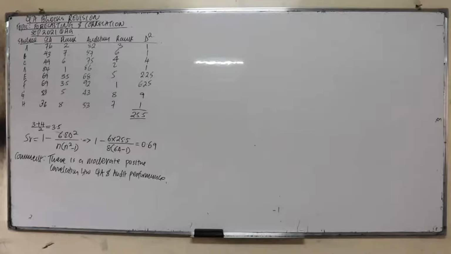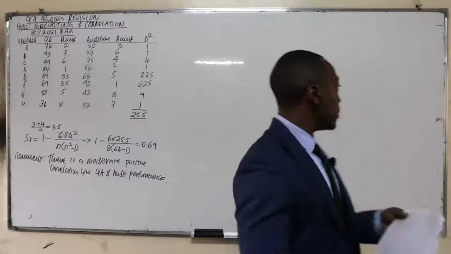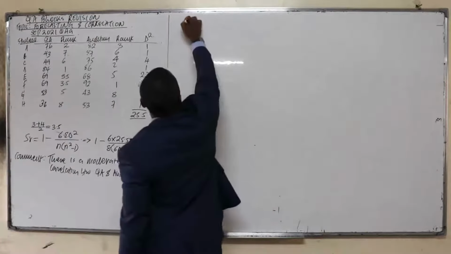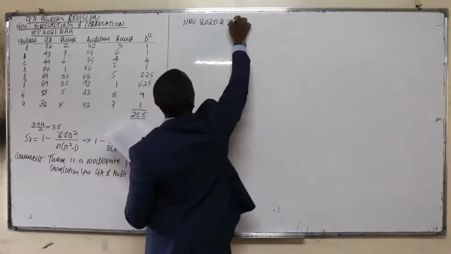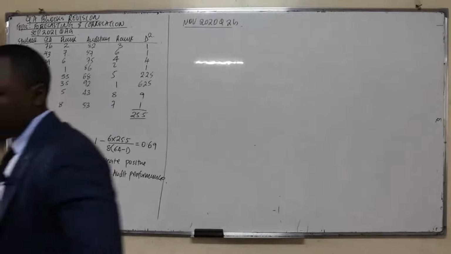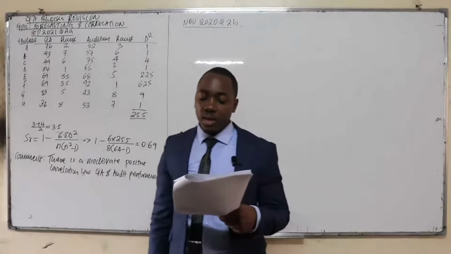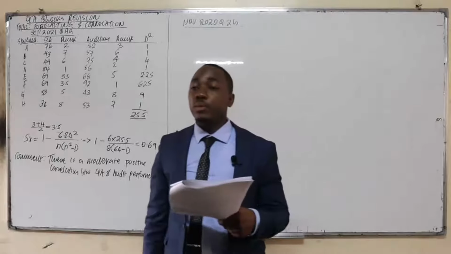November 2020, question 3B. We are told that in a choral music competition, 9 contestants were awarded marks in percentage using a music scoring grid by 2 assessors. The results obtained were given as shown in the table below.